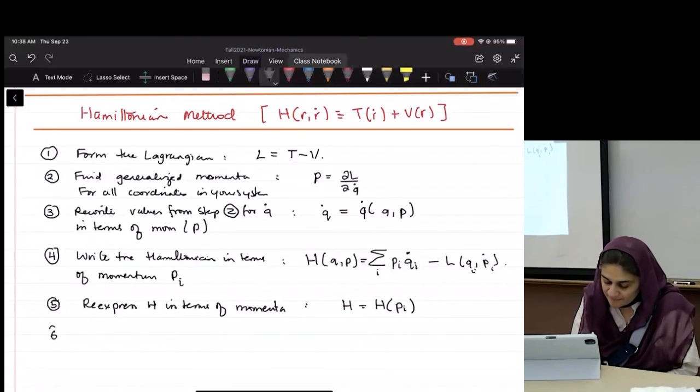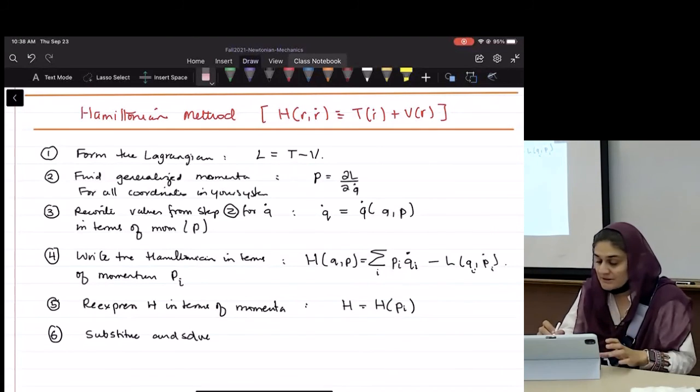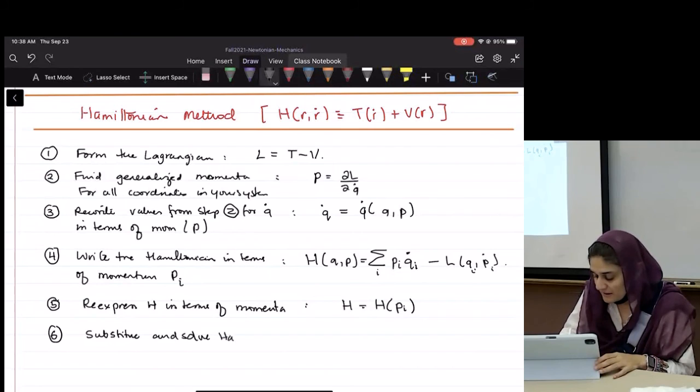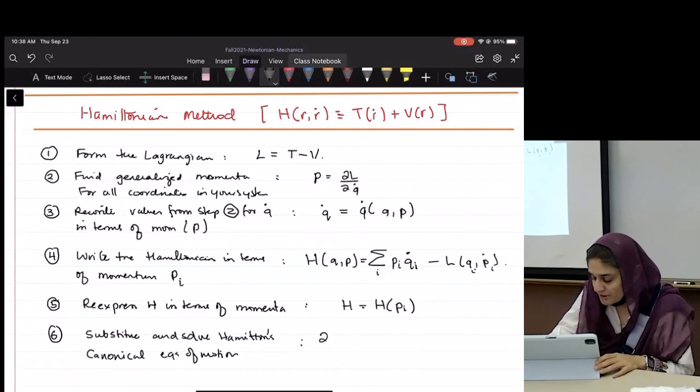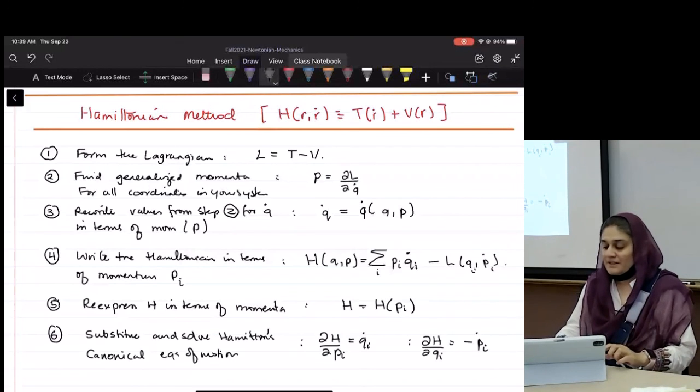Number 6: substitute and solve Hamilton's canonical equations of motion. And they were how many? 2. So partial H over partial P_i equals Q_i dot. And partial H over partial Q_i gives you minus P_i dot. That's it. These are the 6 steps.